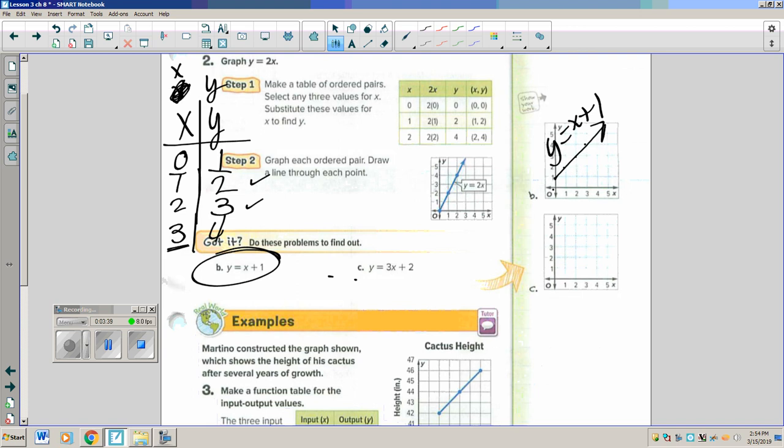Let's try another one. Y equals 3x plus 2. Make a table. It gives us more room. Y is equal to 3 times whatever x is, then I add 2 to it. Choose your values. I'm going to choose 0, 1, 2, and 3. Keep it simple. Plug in 0 for x. 3 times 0 plus 2. Well, that equals 2. Change it. Now x is 1. 3 times 1 plus 2 equals 5.